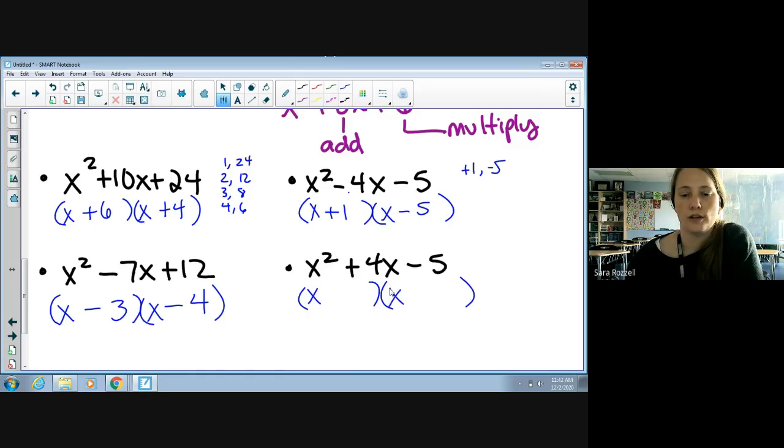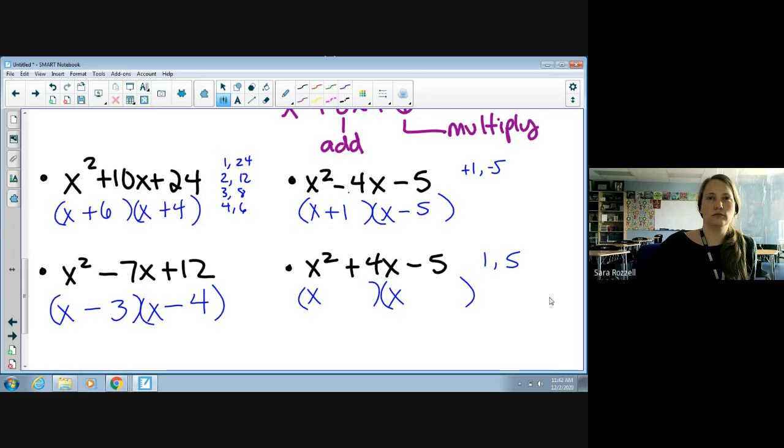And our last one with our signs. What are the only two things that multiply to 5? 1 and 5. To get 4, do I want 1 minus 5 or 5 minus 1? I want 5 minus 1, so it needs to be a +5 and a -1.